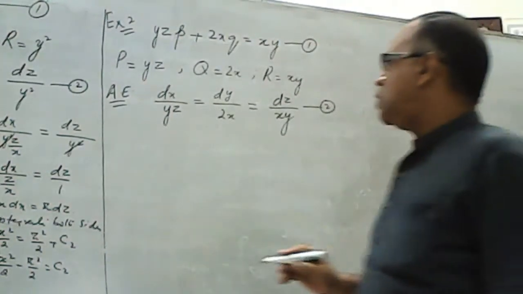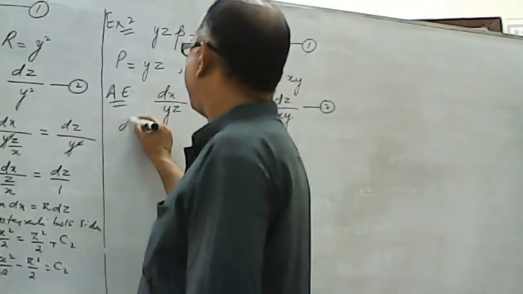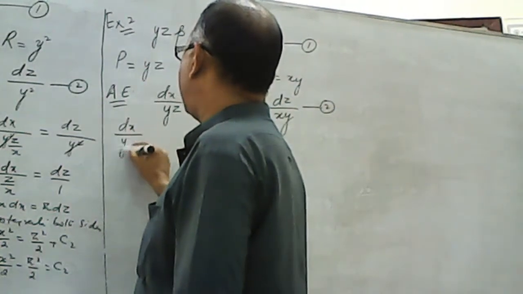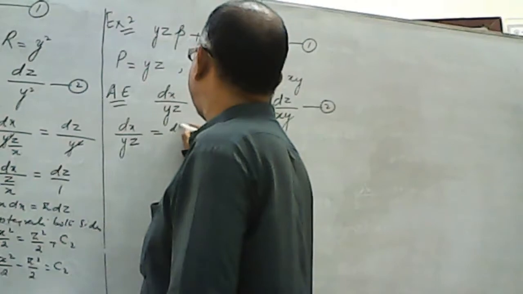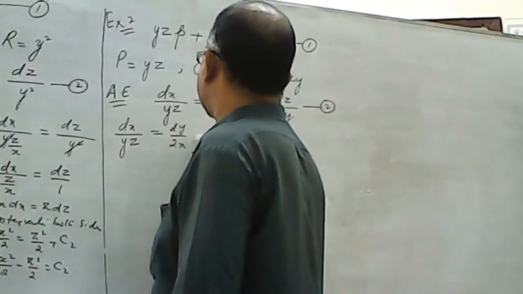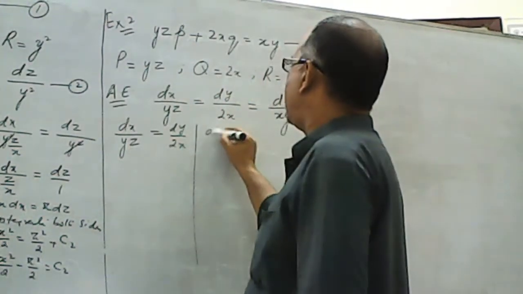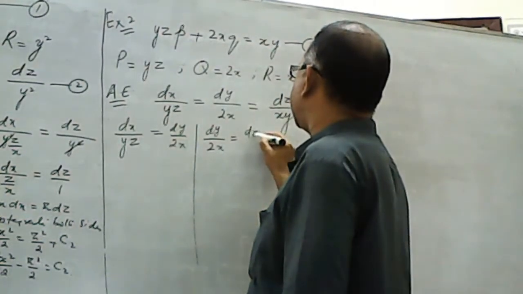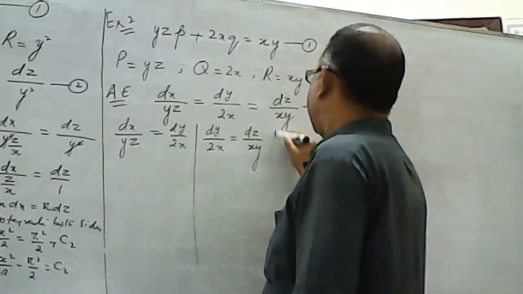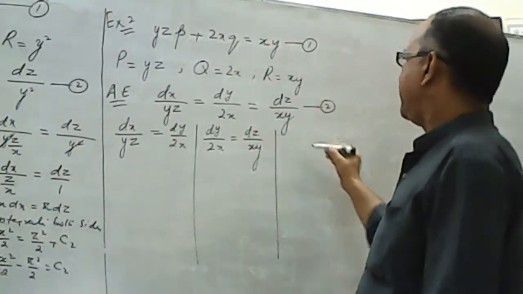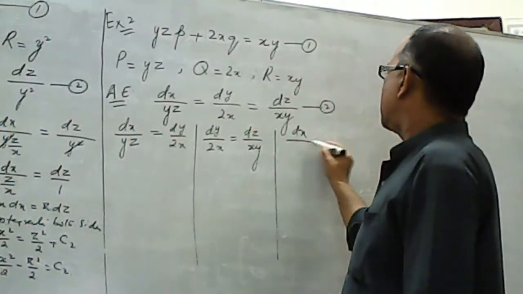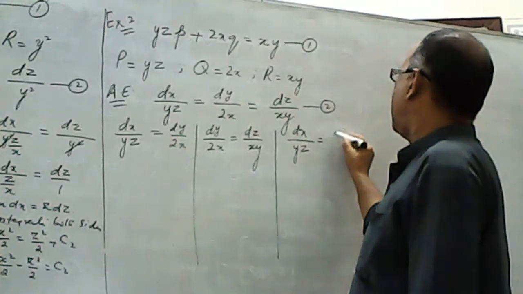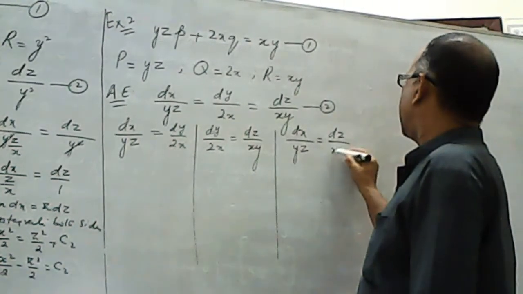Then it's time to make three possible pairs. So pair number 1, dx over yz equal to dy over 2x. Then pair number 2, that is dy over 2x equal to dz over xy. Then pair number 3, that is dx over yz equal to dz over xy.